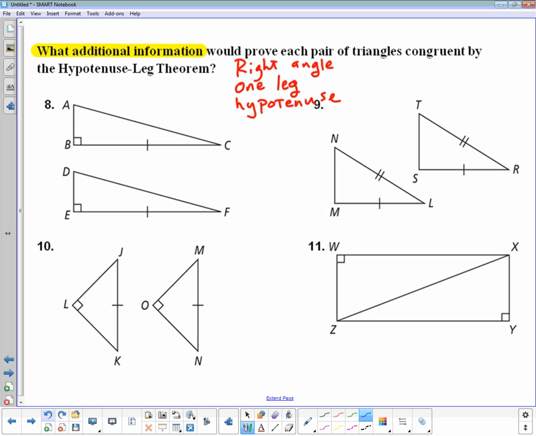Okay. This is the hypotenuse. It's across from the 90. Either of these are the legs, okay? The smaller pieces.